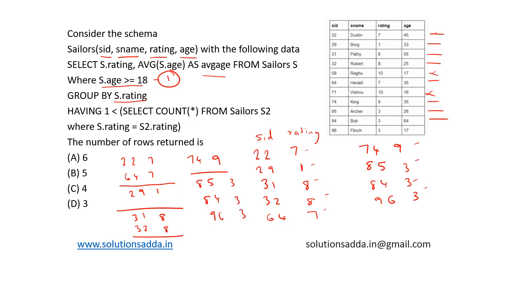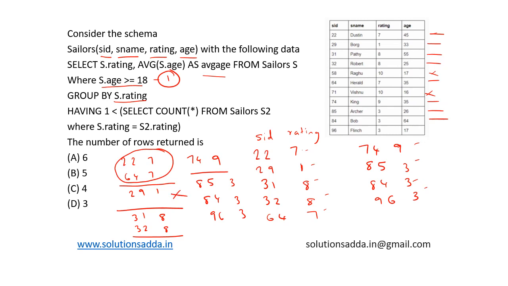Now this condition, having 1 less than select count star from sailors S2, where S dot rating is equal to S2 dot rating. What does this query do? This query returns only those rows whose count is greater than 1. So here this group would be returned since its count is greater than 1.